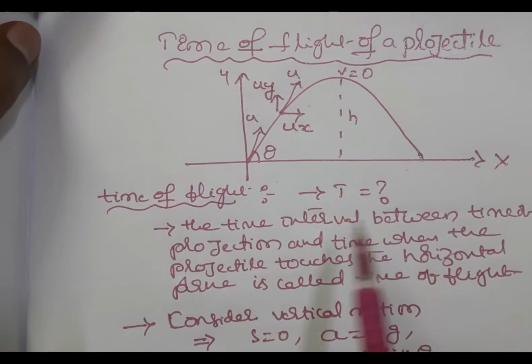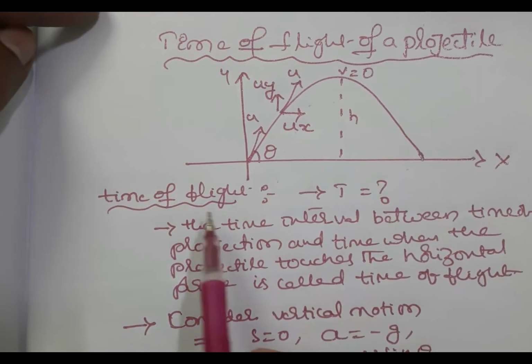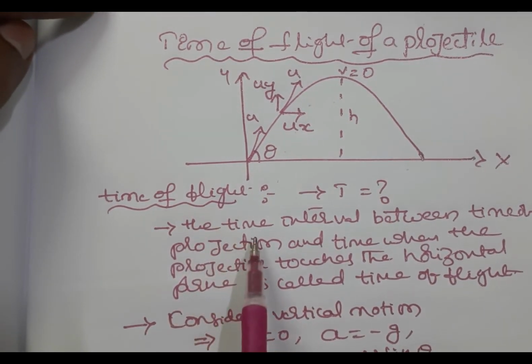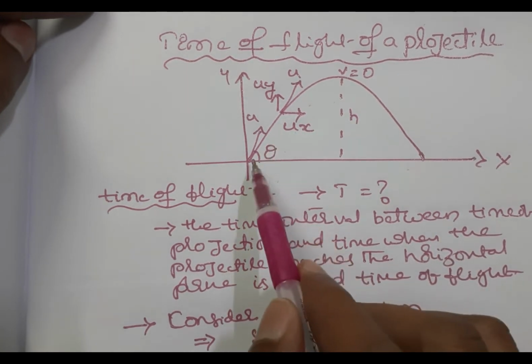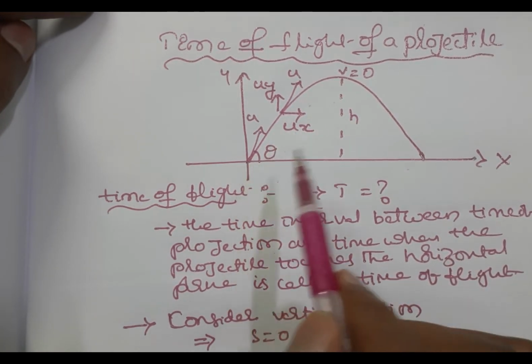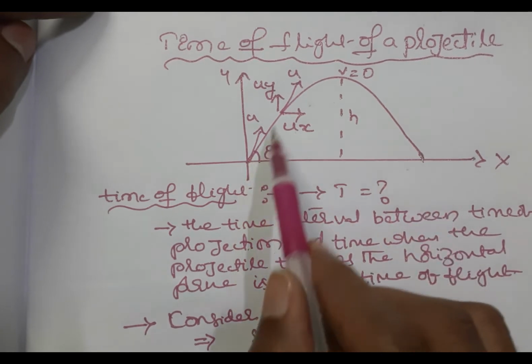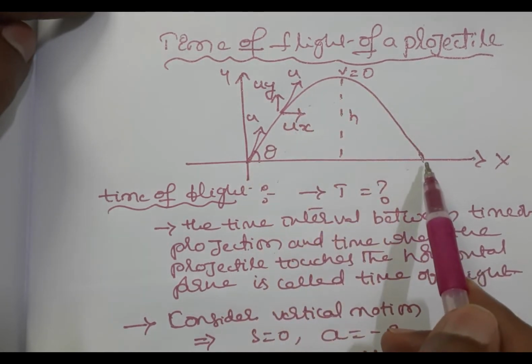So, time of flight of a projectile. What is the definition of time of flight? The time interval between the time of projection of the projectile and the time when the projectile touches the horizontal plane is called time of flight. It means the time taken to travel this parabolic path from this point to this point.